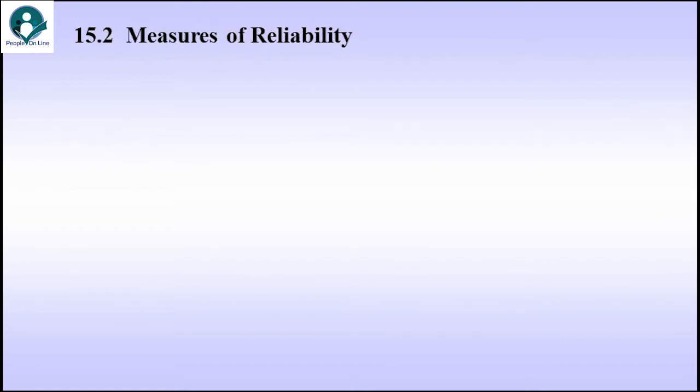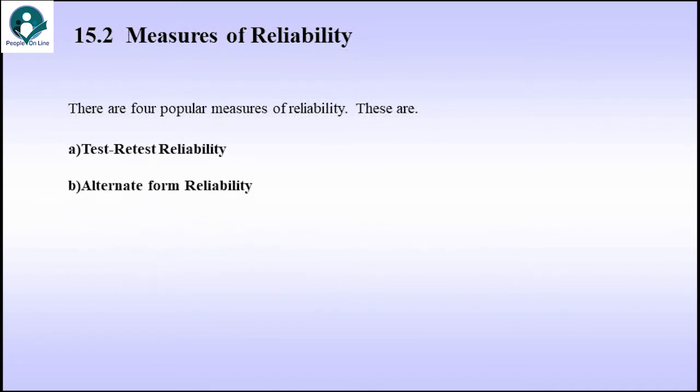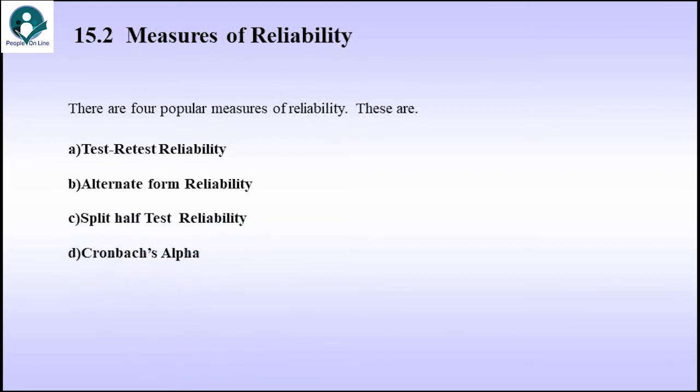Measures of reliability. There are four popular measures of reliability. These are A. Test-retest reliability, B. Alternate form reliability, C. Split-half test reliability, and D. Cronbach's alpha.